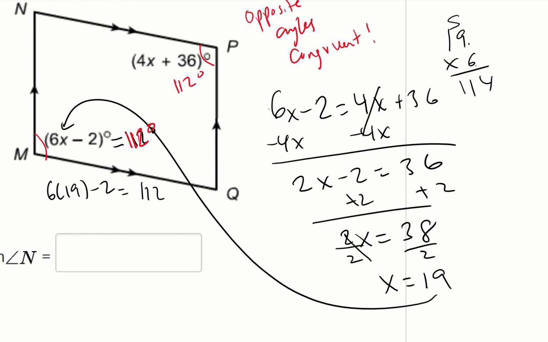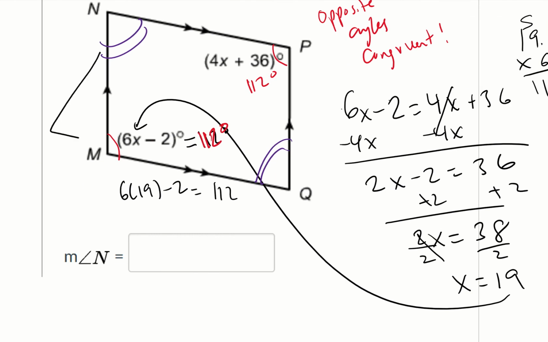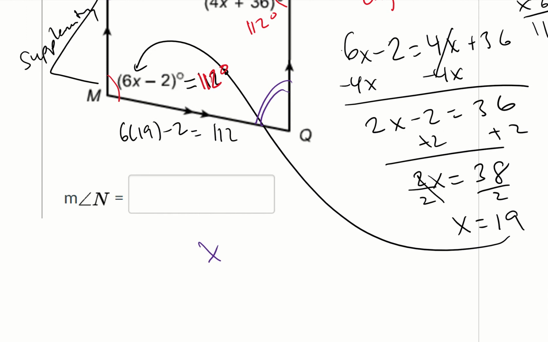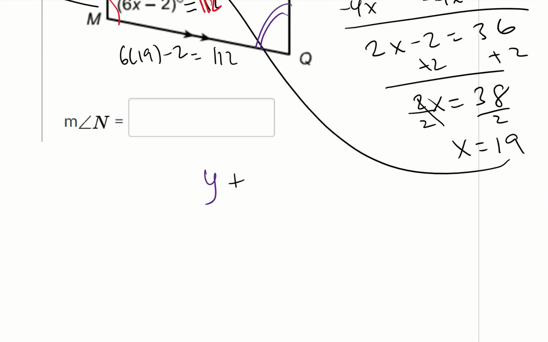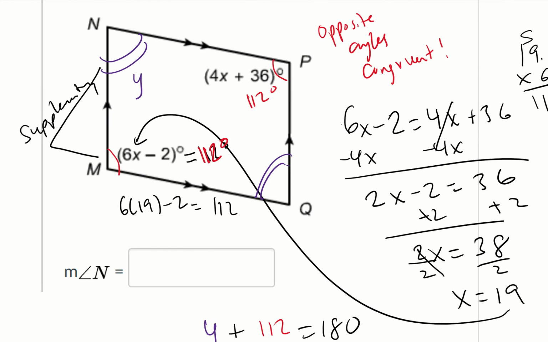This is 112 degrees. So if I wanted to get this purple, which these two purples on opposite sides are congruent, remember that consecutive angles are supplementary. So these are supplementary. So if I wanted to get the purple, I simply add them to 180. Let's call it y instead of x because we had x earlier. So y plus the red of 112 has to equal 180, which leaves us with y equals, subtract 112 on both sides, you get 68 degrees. So that means these are both 68 degrees.